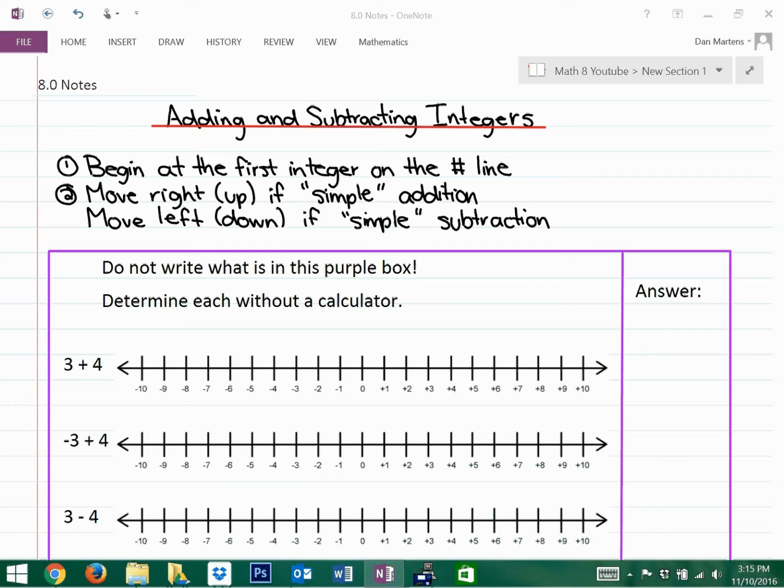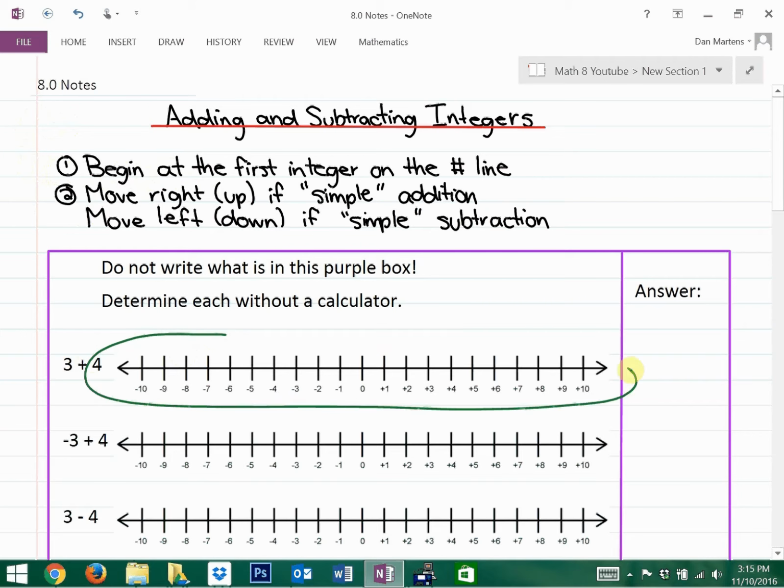For adding and subtracting integers, the method that I'm going to suggest that you use is the following, which I have circled here. And if you're in my class, again, you should be copying these steps down, not what's in the purple box, but this will be helpful as you come back to it later on. To add and subtract integers, one way to go about this is to first of all begin at the first integer on the number line. Number lines, as you can see down here, go from negative numbers on the left to positive numbers on the right, and they could extend forever.